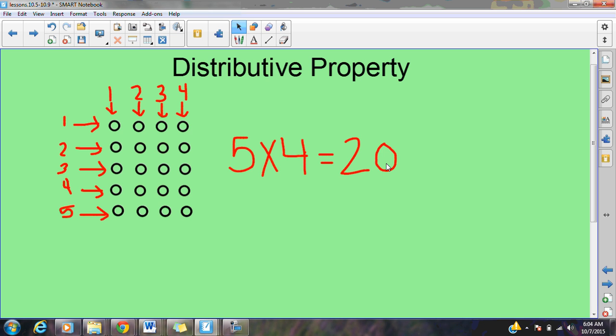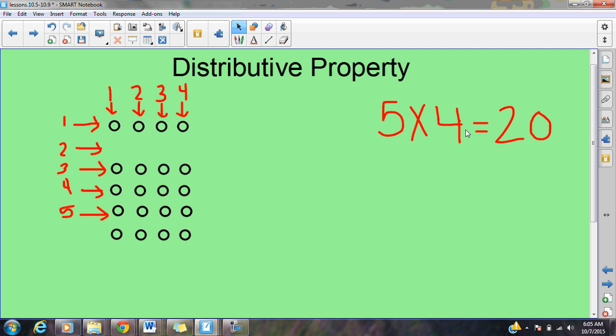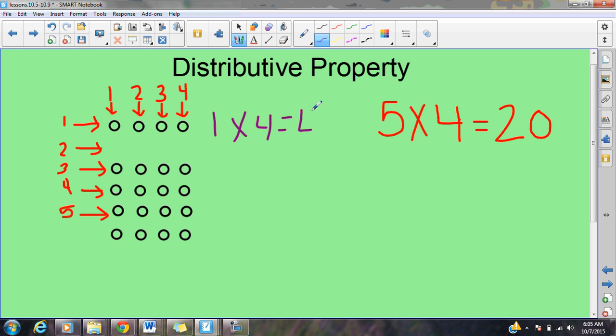Well, the distributive property says that I could do it as one whole group. It's the same as if I would take one of these groups, say for instance I took that, and I made 2 groups. If I make 2 groups, I could then take this group, which is 1 row and 4 columns. So I could take that, and I'm going to move this equation to the side for a moment. I could take 1 times 4, which gives me a total of 4, by the way.